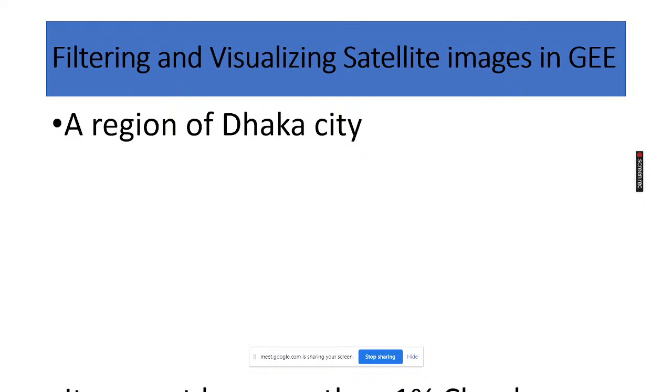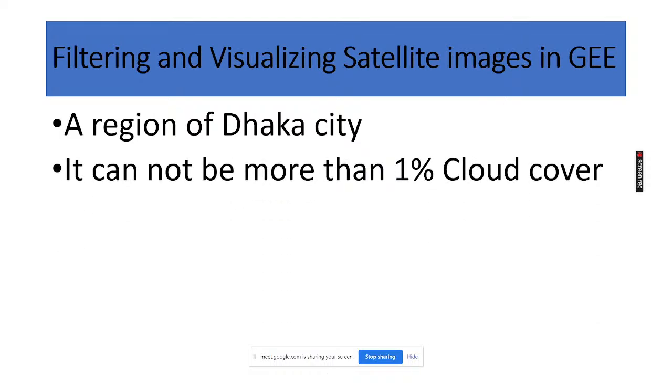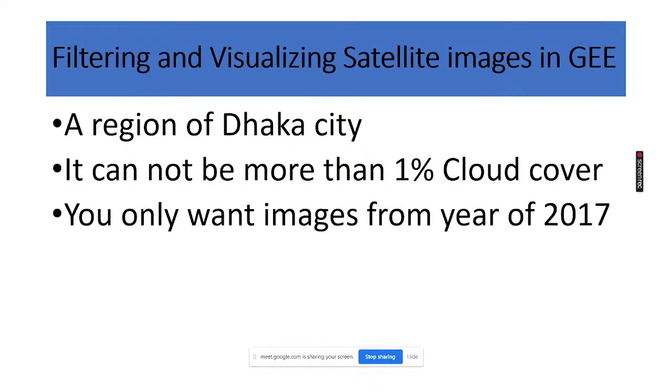Another factor is that you need to filter image properties. Suppose I need the Sentinel-2 satellite imagery with less than 1% cloud cover. So these are the image properties that I want to filter. I don't need all of the cloud cover images. I want only the images which have not more than 1% cloud cover. So this is another factor, specific image properties.